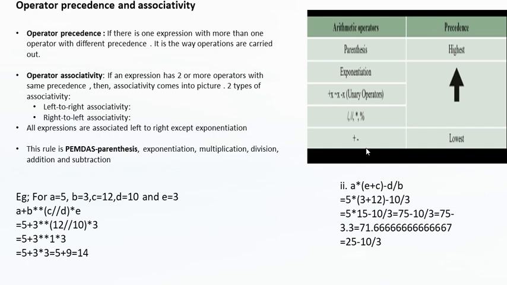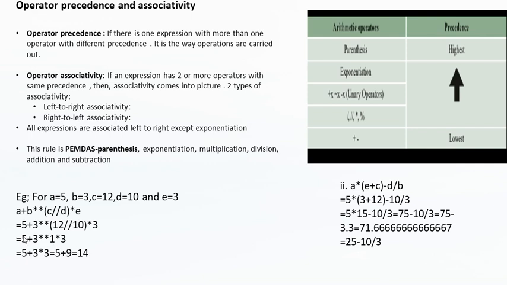According to this table, the highest precedence is naturally for the parenthesis, right? So anything within the parenthesis will be executed first. So 12 floor division 10 means the quotient would be 1.2, but since it is floor division, the 0.2 would be neglected, so that is why 1 would be taken. So the evaluation of 12 floor division 10 is 1.